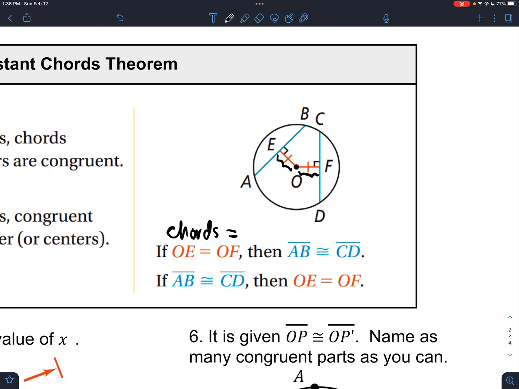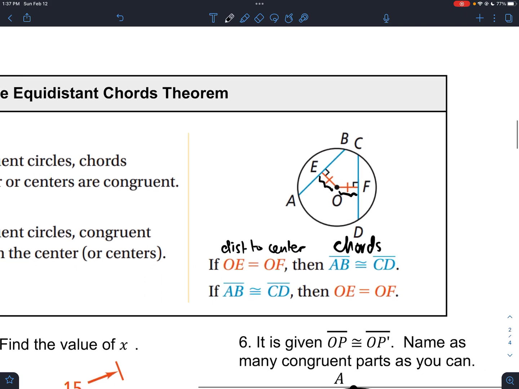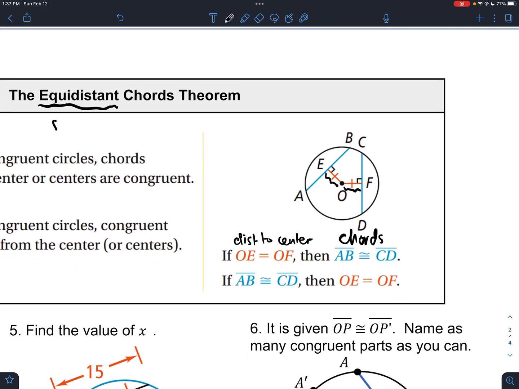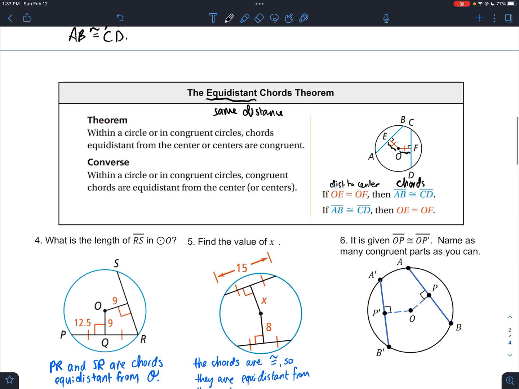So this just means chords equal in measure, then the, I'm sorry, these are the chords. The blue chords and the red distances. So this is the distance to the center from the chord, right? So basically, if the reds are equal, the blues are equal, and if the blues are equal, the reds are equal. So if a chord is equidistant, which means same distance from the center, then they're equal.